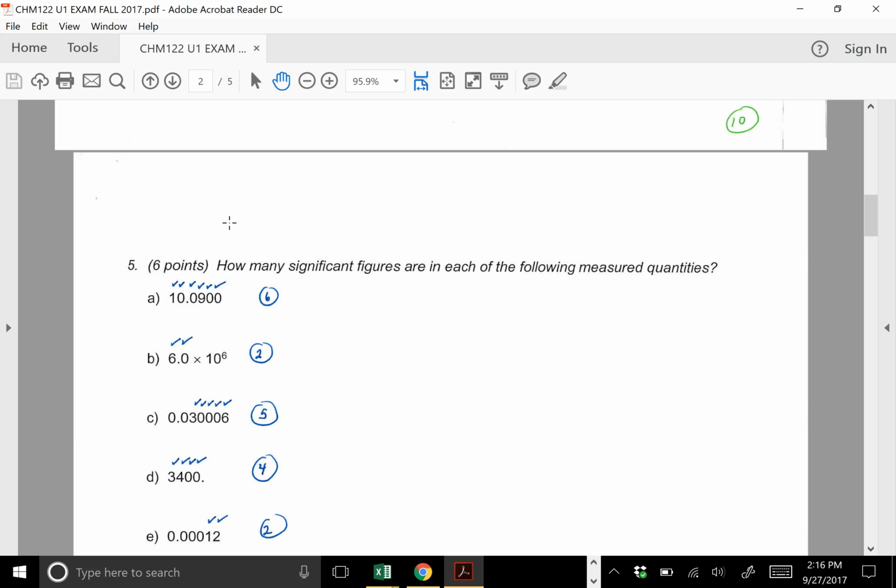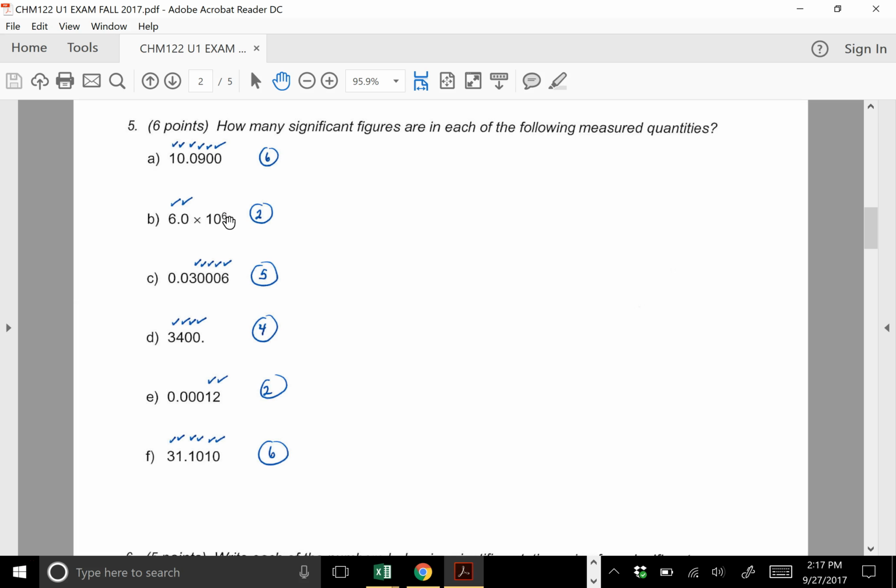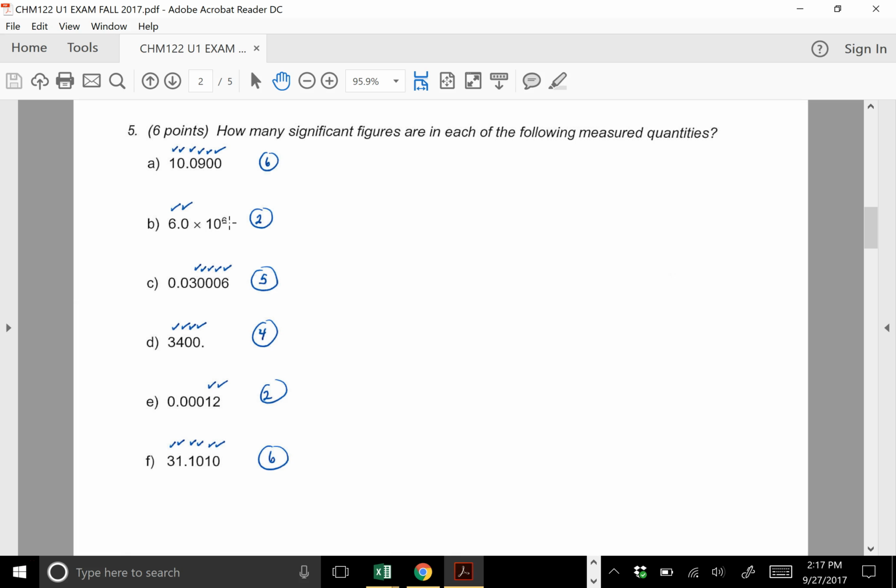Okay. So now on to this page, counting sig figs. I think we did B. On to C. Now in C, this 0 is not significant. It's just a placeholder, but these 3 zeros between the 3 and the 6 are significant, so that gives us 5. For D, the fact that there's a decimal makes those 2 zeros significant, so that gives us 4 sig figs. For E, these 3 zeros right here are just placeholders, so we only have 2 significant figures there.